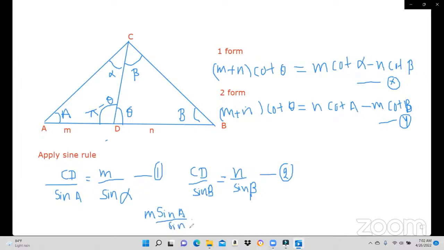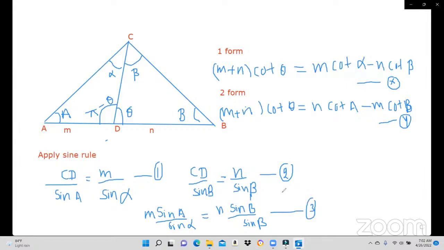Divide by sine alpha, that equals N cross multiplied with sine B, N sine B divided by sine beta. Okay, M sine A divided by sine alpha equals N sine B divided by sine beta. I will take this as equation number 3.